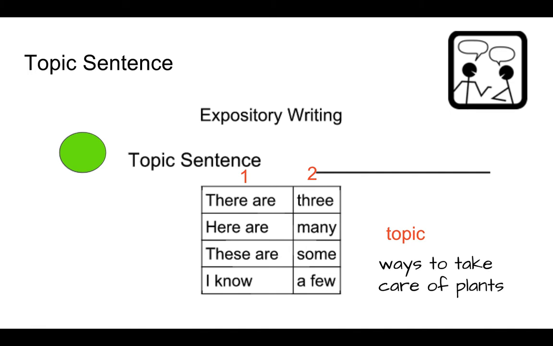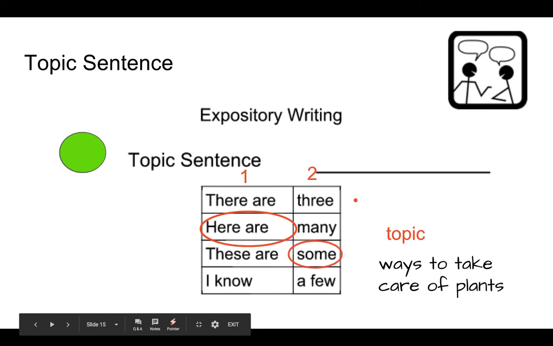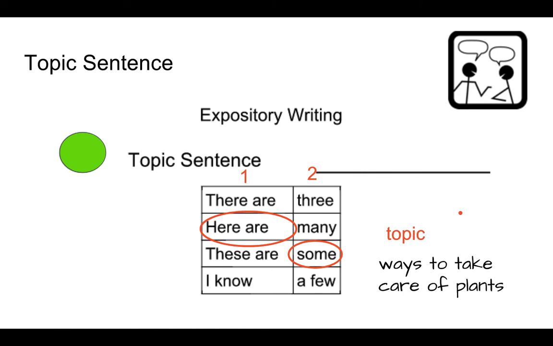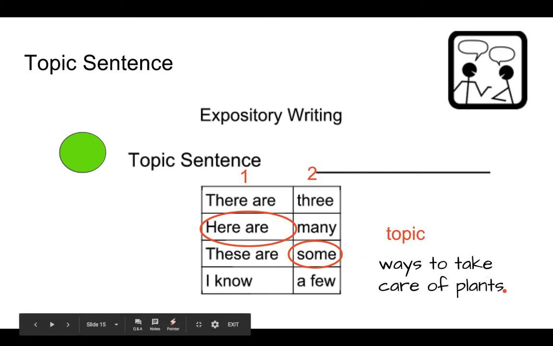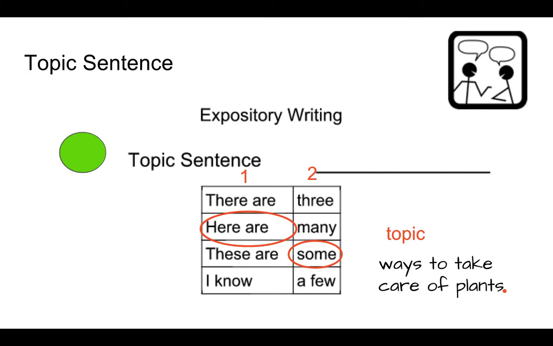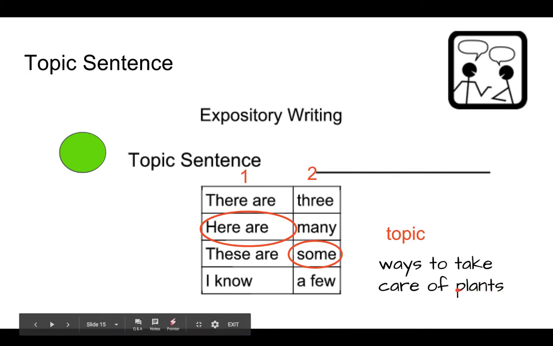So as I'm looking, I'm going to choose one from this column. I'm going to choose Here Are, and I'm going to choose one from the second column. This time I'm going to do Some, and then I'll end with my topic. Now, as I'm reading this out loud and talking through it, I need to make sure that it makes sense. So I can't just say, here are some plants, because I'm not just writing about different kinds of plants. I'm specifically writing about ways to take care of plants. So that's an important part that I need to include in my topic sentence. And so I'll make sure I talk through that. So here's what my topic sentence would sound like. Here are some ways to take care of plants.